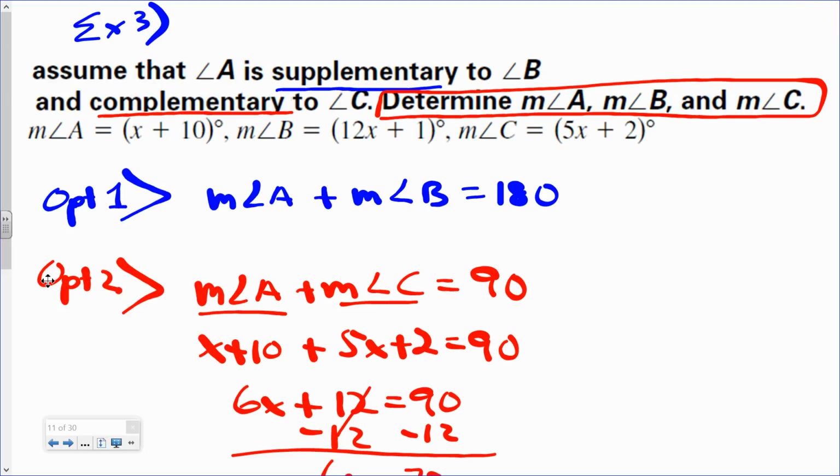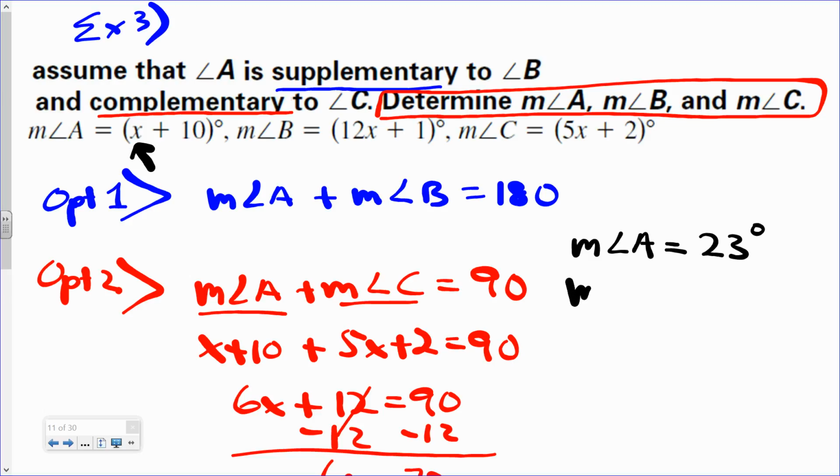What about the buttons? Ready? Measure of angle A is 23 degrees. Right? x plus 10, 13 plus 10. x is 13. Right?